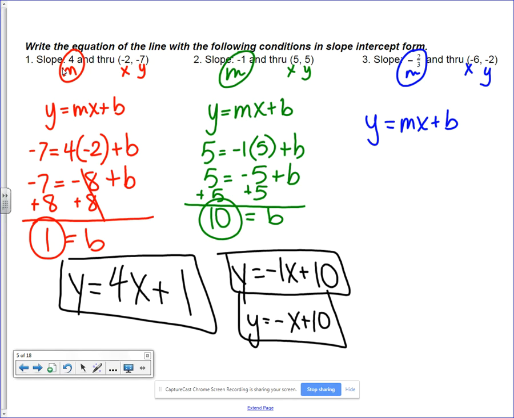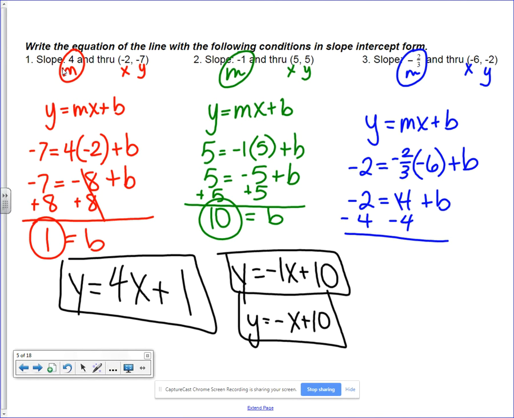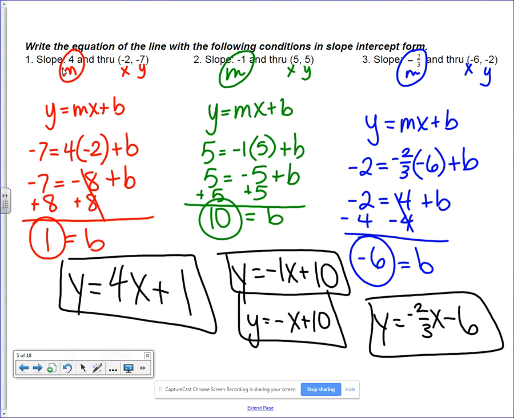What is my y? Perfect. Now how am I going to solve it then? Times it. So grab your calculator there. What is negative 2/3 times negative 6? 4. And how do I solve for b? Awesome. And b is, okay, I got all the info that I need now. What's the equation? Here we go. There we go.